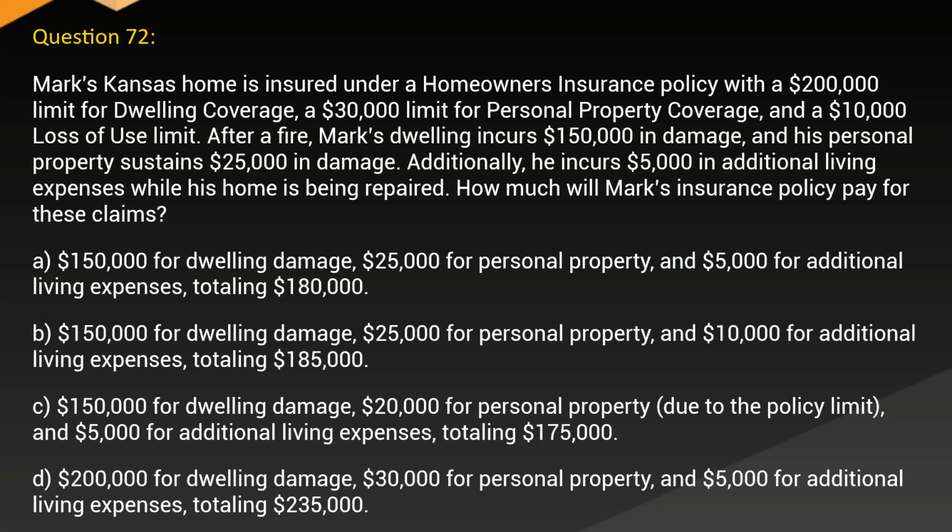A. $150,000 for dwelling damage, $25,000 for personal property, and $5,000 for additional living expenses, totaling $180,000. B. $150,000 for dwelling damage, $25,000 for personal property, and $10,000 for additional living expenses, totaling $185,000. C. $150,000 for dwelling damage, $20,000 for personal property due to the policy limit, and $5,000 for additional living expenses, totaling $175,000. D. $200,000 for dwelling damage, $30,000 for personal property, and $5,000 for additional living expenses, totaling $235,000.